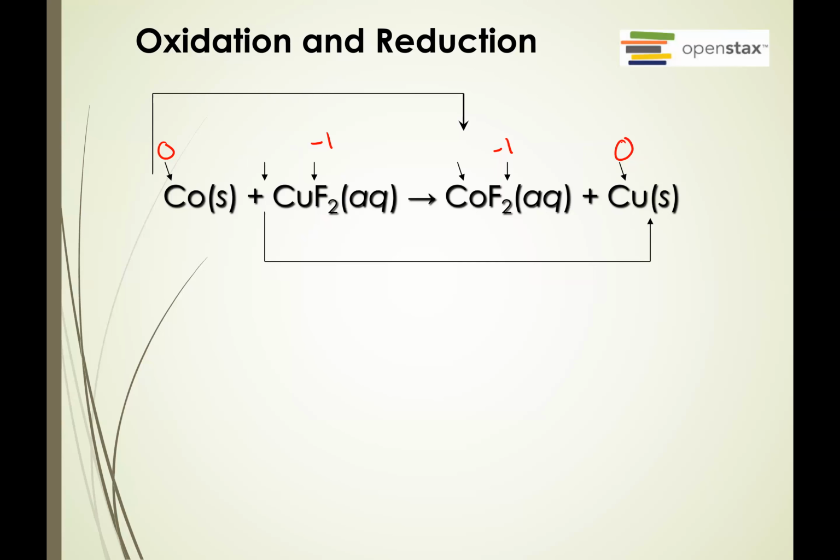Okay, so now we need to figure out copper here. So if fluorine is -1, how many fluorines do we have? 2 of them. So that makes this whole side -2. So what must copper's oxidation state be? +2. So the same thing here. Fluorine is -1 and there's 2 of them, so the whole side is -2. So what is cobalt's oxidation state here? +2.